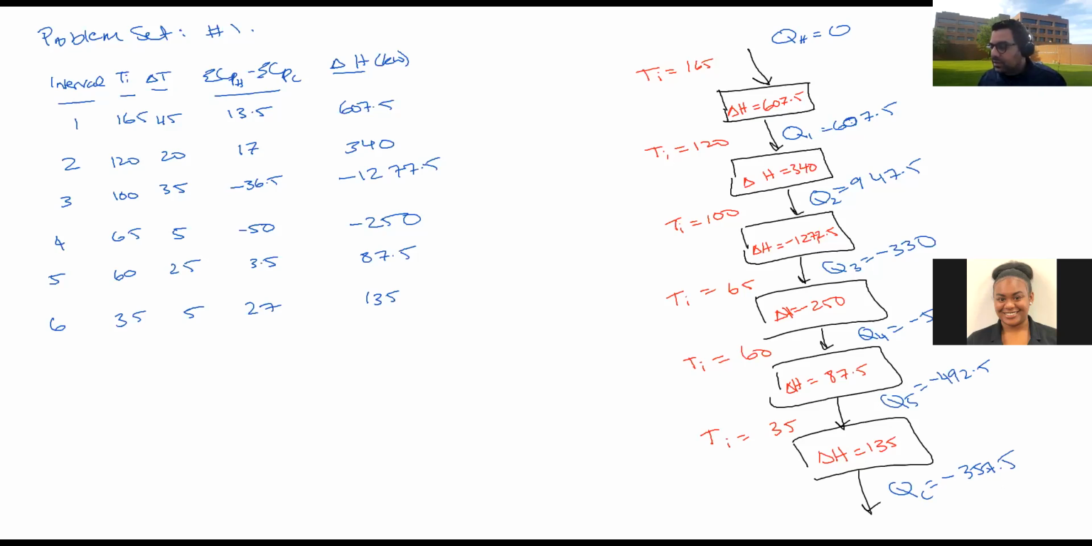So all we did really is define our intervals, calculate the enthalpy in each interval, and after calculating the enthalpy in each interval, we just calculated the heats in every interval. So if you have any questions up to this point or are struggling to get to this point, please let me know now, and we can go over this again.